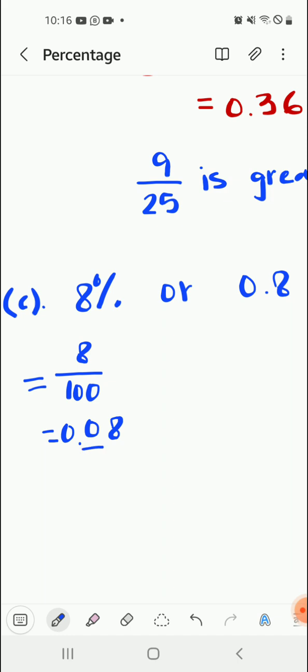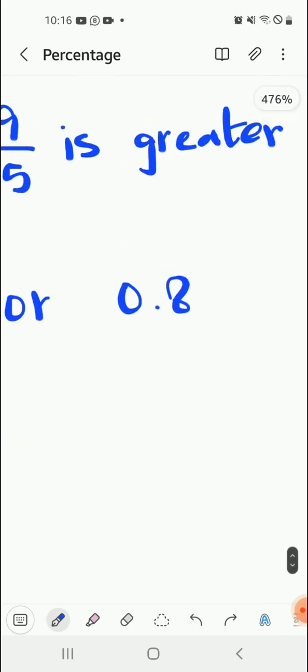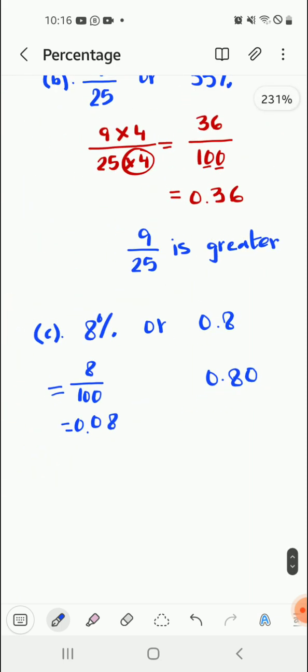Here there are two decimal places, and here there is only one decimal place. So in order to compare, we have to have two decimal places. This 0.8 will be written by just inserting a 0 at the end. It will hardly create any difference. So we are going to write 0.80, so that now we have two decimal places in both the numbers.